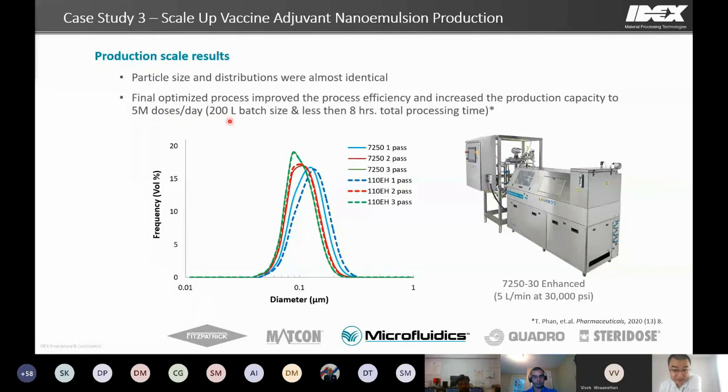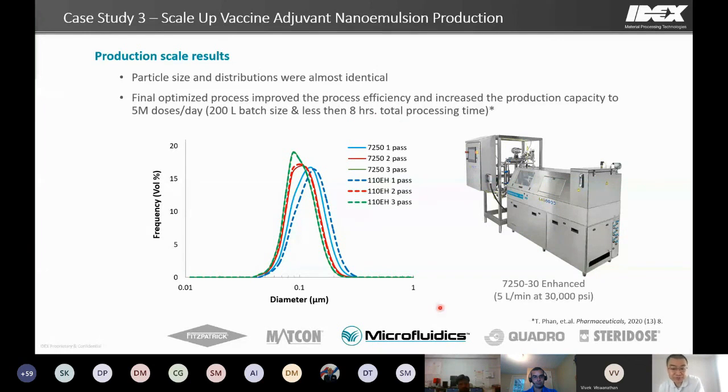And what's better is that this 5 million dose production capacity can be done with just a single 200-liter batch. The entire process, including the pre-mixing step, processing through the large-scale microfluidizer processor, and post-process sterile filtration, can be completed in less than 8 hours, or within just a single shift.